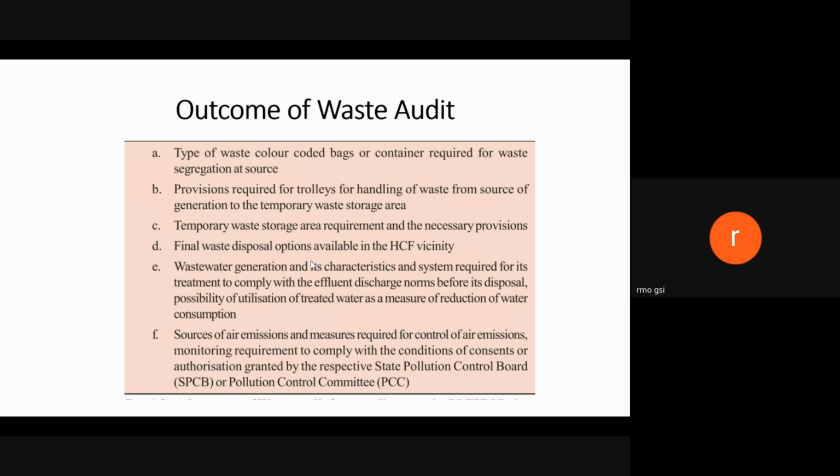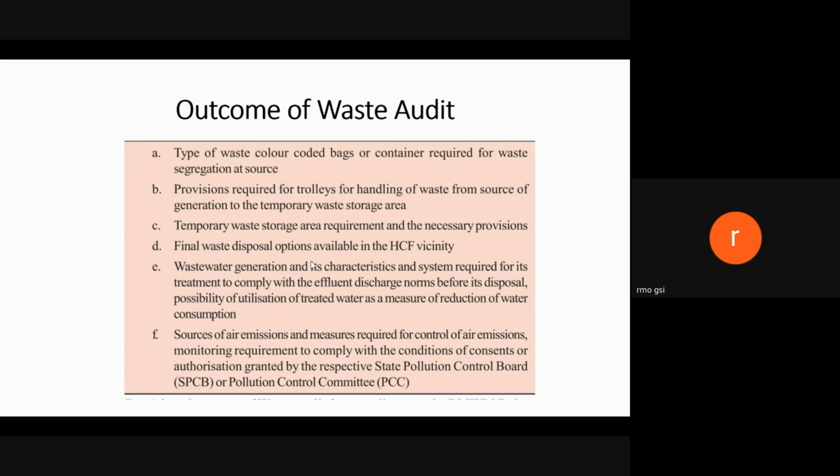Waste audit outcomes may include the type of waste, color-coded bags, and the containers required for waste segregation; the requisite trolley for handling waste from source to the temporary storage area; the temporary waste storage area requirements and necessary provisions; your final disposal visit; and the structure, equipment, and all processes, whether implemented in the final disposal facility or not. That can help in your audit.